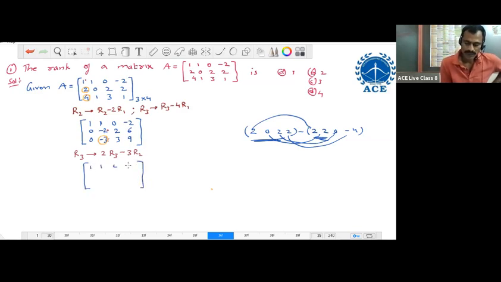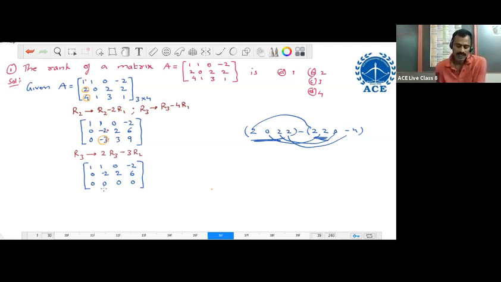The rows are 1, 1, 0, -2; 0, -2, 2, 6; and 0, 0, 2 into 3 minus 3 into 2, 6 minus 6, 0; 2 into 9 minus 3 into 6, 18 minus 18, 0. While making the -3 as 0, we get a totally zero row.